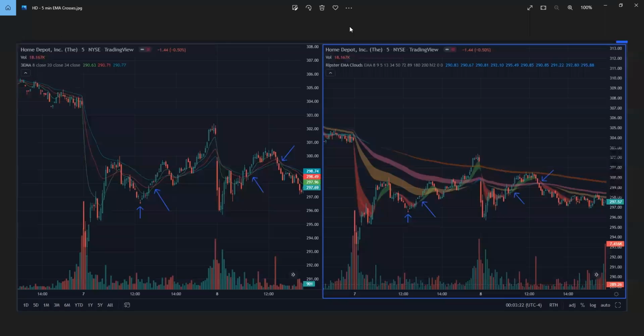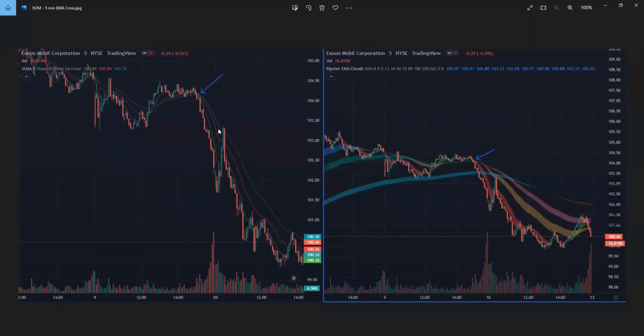Okay, let's go for a different chart here. So this one is ExxonMobil. This I think was on Friday, or I think it was Thursday, but right.